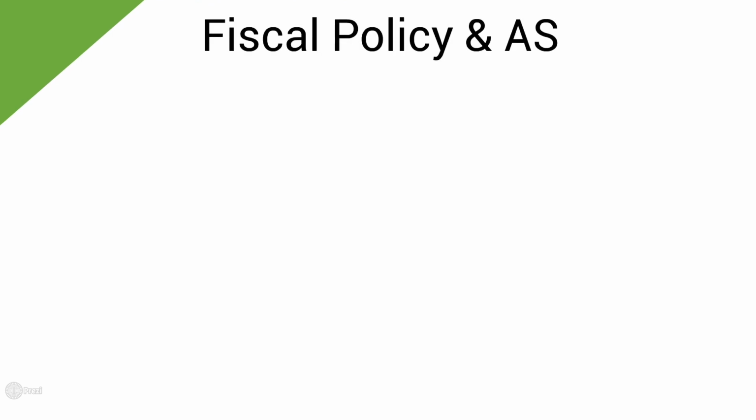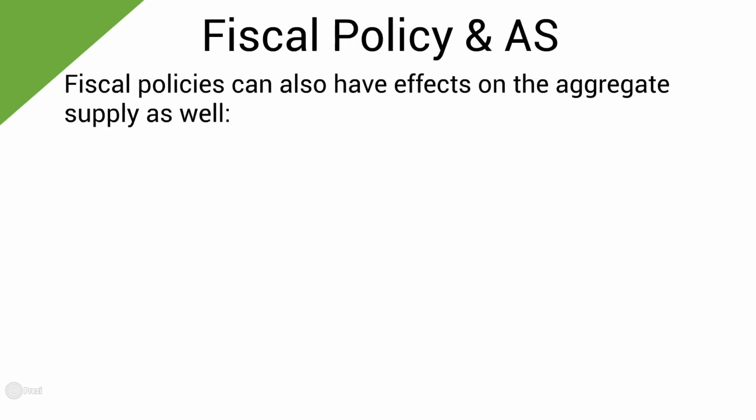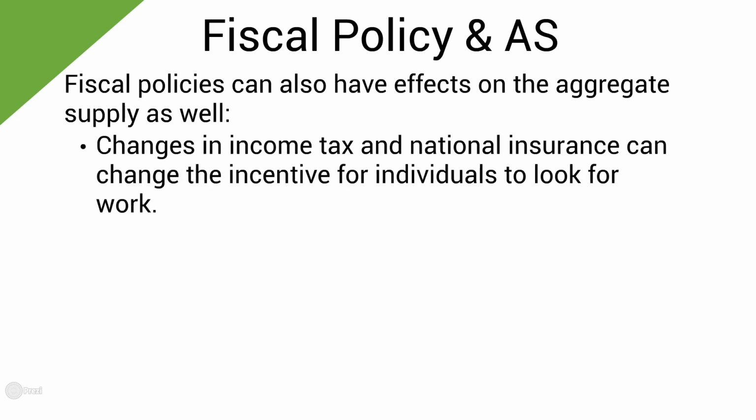Fiscal policy can also have an effect on aggregate supply. We will look at the effects that governments can have on aggregate supply in more detail in the supply side section of this course, but it is good to go through some of the effects now. One example of a fiscal policy that can affect aggregate supply is changes in income tax and national insurance, as these change the incentives for individuals to look for work.